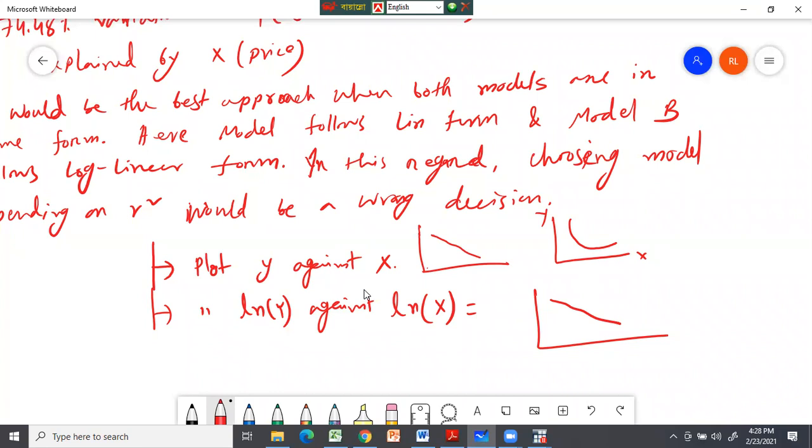And after plotting them, if you have found a constant elasticity line, that means your elasticity is constant, because when you have found a straight line after plotting log of y against log of x, this is your x, this is your y. Here you are plotting log of x with log of y and found a straight line, then you are 100% certain that log linear model is more preferable to the linear model in this data set. Is that clear to everyone?